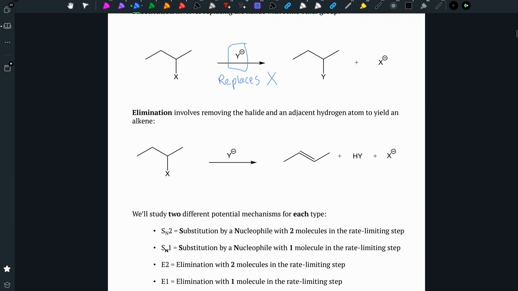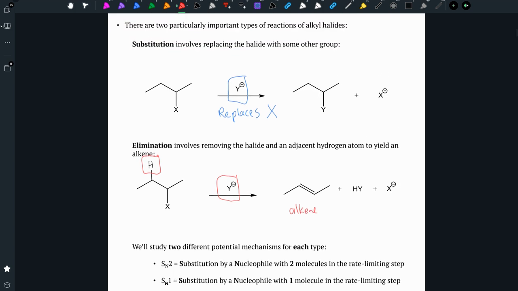The other possibility is what we call elimination. So in an elimination, X is leaving as well, but instead of Y taking its place, Y is going to combine with a hydrogen from next door, and essentially eliminate H and X at the same time from the molecule. So that will lead to an alkene as a product. So when we see an alkene as a product, it was probably an elimination.